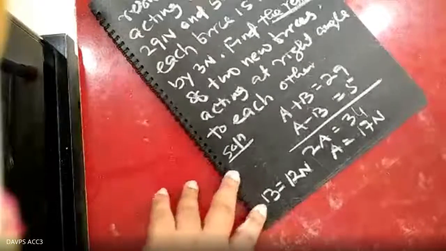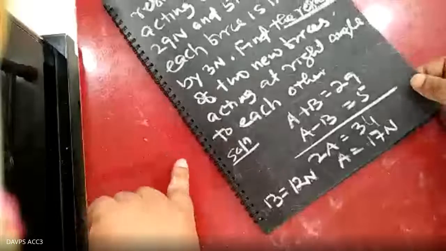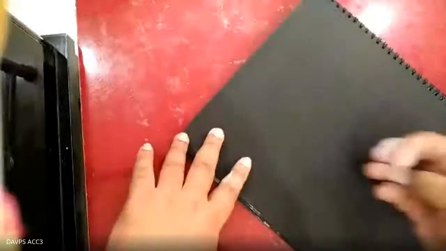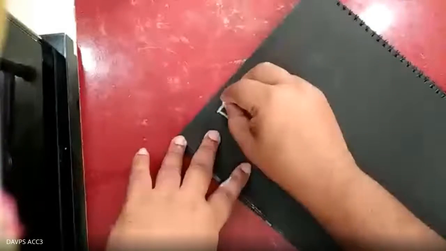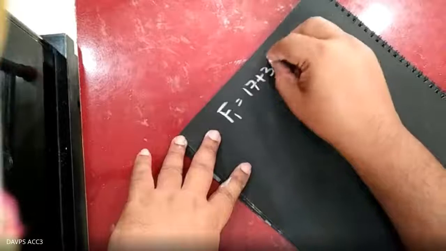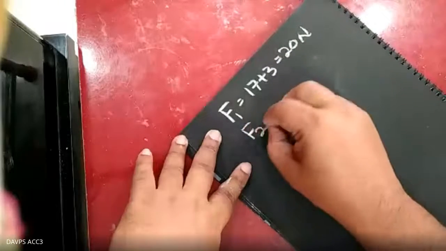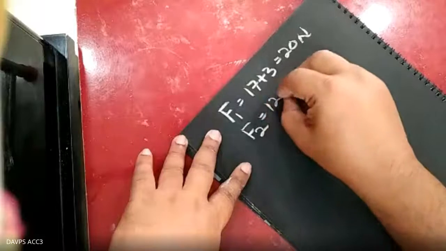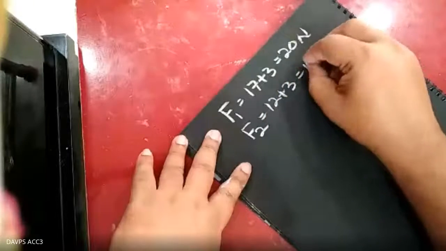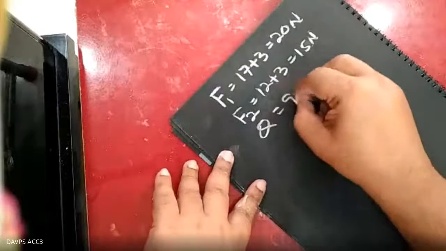Okay. Again, the question part is that if 3 Newton is added to each force, what will be the new forces? Take the new force F1 equal to 17 plus 3, that is equal to 20 Newton, and the second force F2 equal to 12 plus 3 equal to 15 Newton, and the angle is given, theta equal to 90 degrees. Both are at 90 degrees.